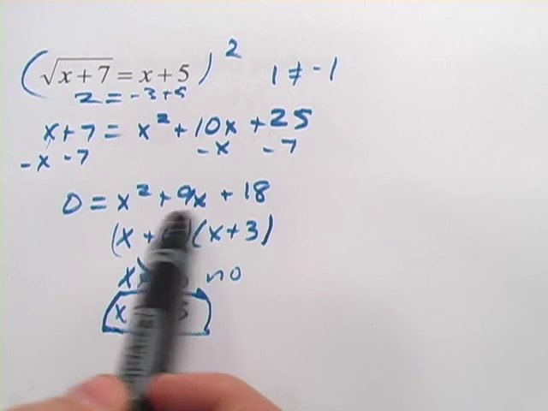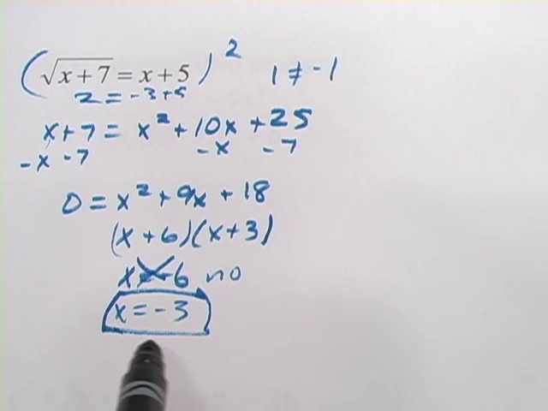So in this case, we came up with a quadratic. We got two solutions, but when we tested them, we found out only one of them worked. So that's a little bit of work with solving radical equations.